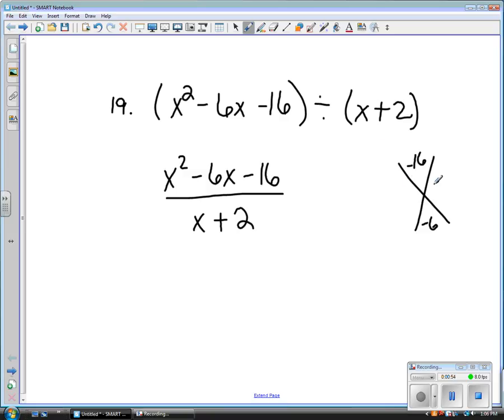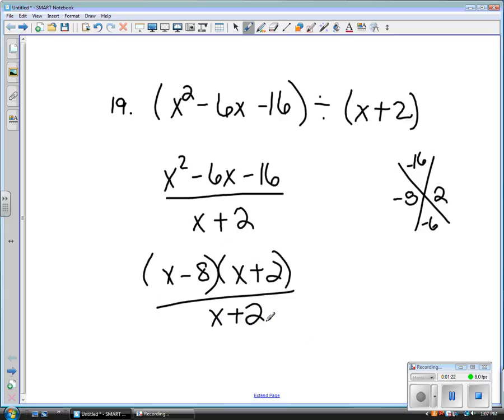What two numbers can multiply together to give me negative 16, but end up adding together to give me negative 6? Negative 8 and 2. Now the signs are different, so one of them is going to be negative, one positive, and the larger one is negative. So now I'm going to go x minus 8, x plus 2 over x plus 2. At this point, what I notice is this cancels off, so that leaves me with x minus 8 as my answer.